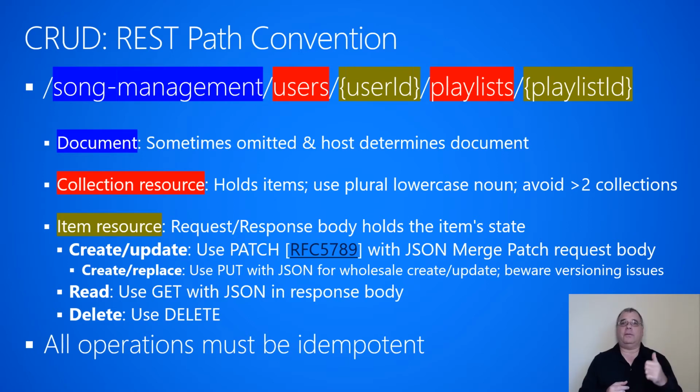So patch is useful for create and it's useful for update. Patch also works very well in versioning scenarios, which I'll be talking more about very shortly. If you want to offer create and a wholesale replacement, that is, you want to replace the entity or the resource in its entirety, then you can use put with a JSON payload. But you have to be aware of versioning issues here.